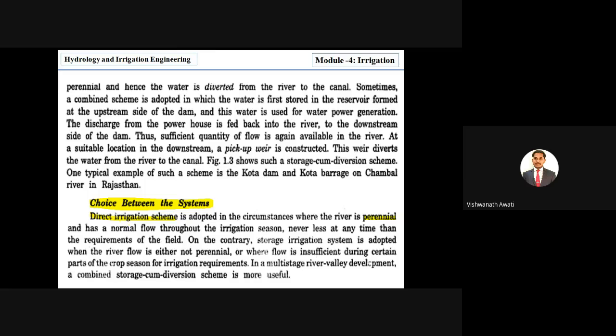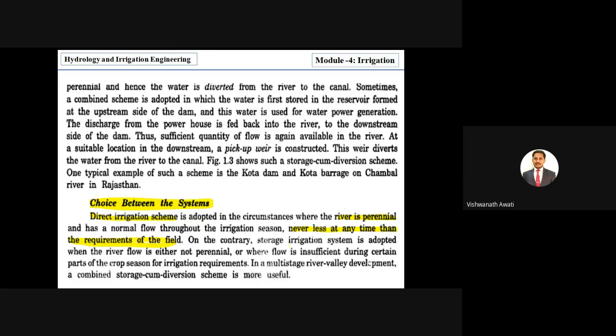Then we'll choose the direct irrigation scheme. So one is the river should be perennial, and the main condition is that the flow should never be less, at any time, than the requirement of the field or crop, right?